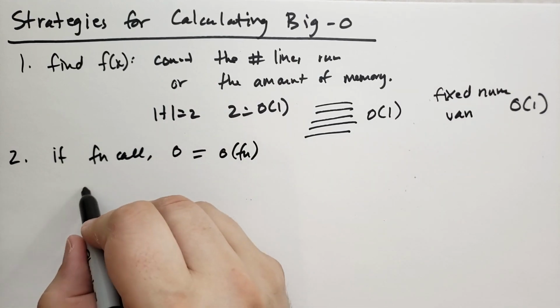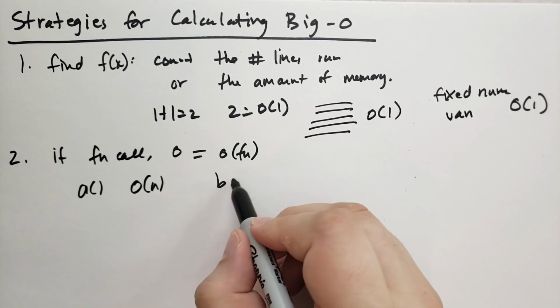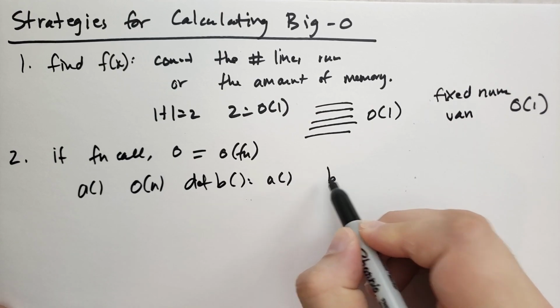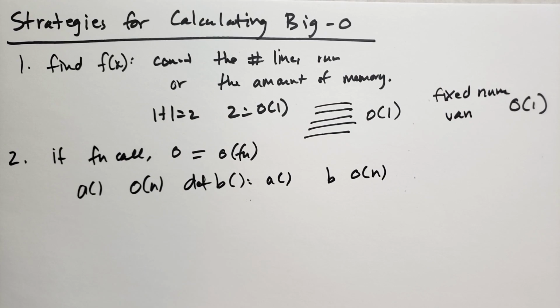So let's say I had a function called A, and I know that this is O of n, right? And so if I have a function B, so I have def B, and that calls A, then I know that B also has O of n, right? Because it's calling A, and that has O of n.